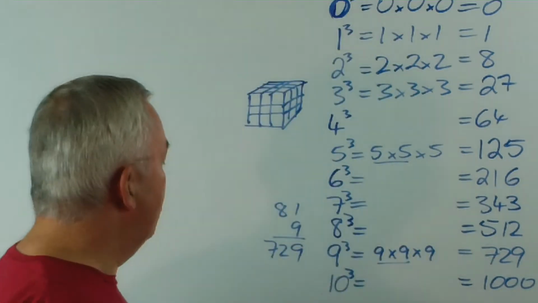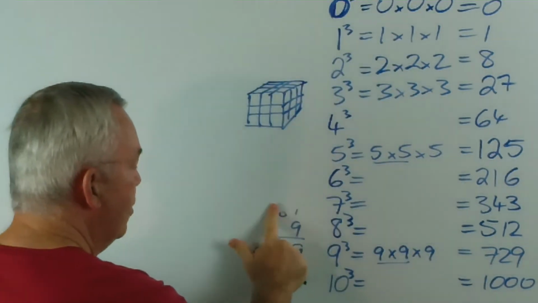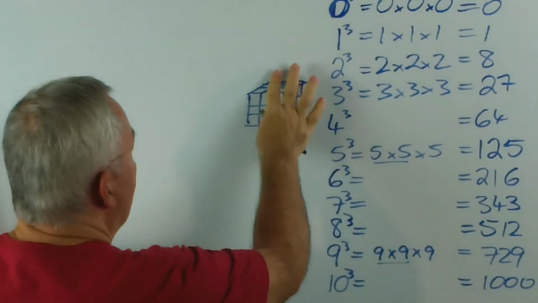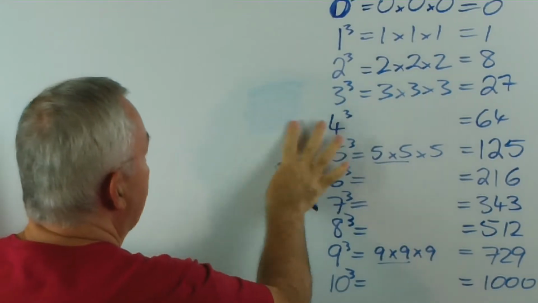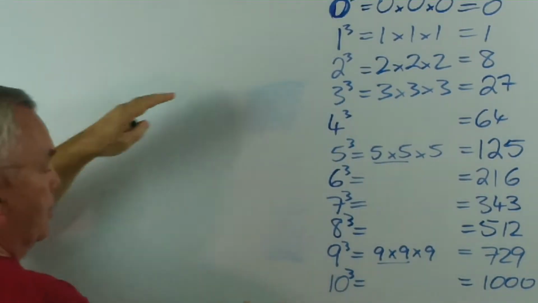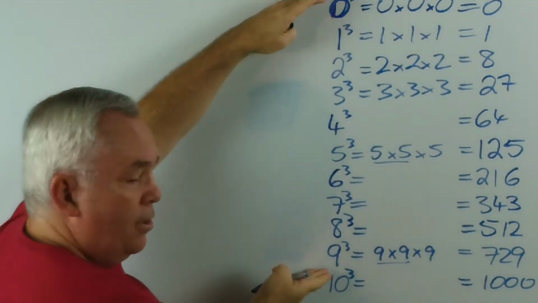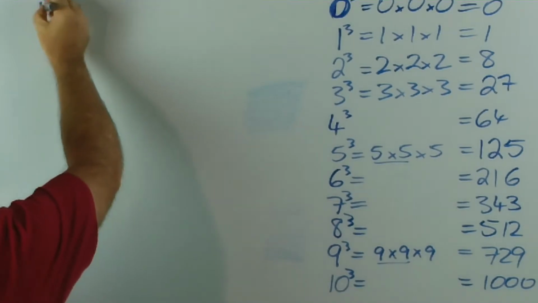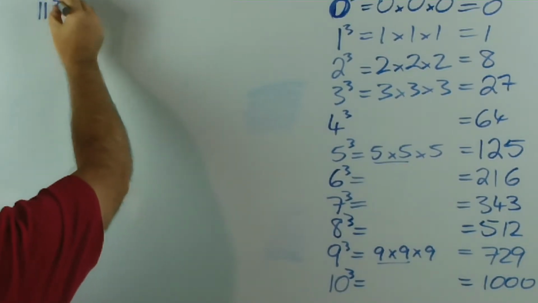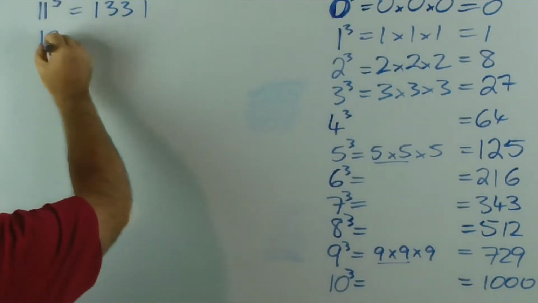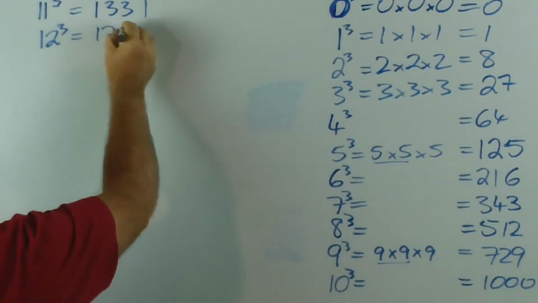So they're the first cubes. Now, I certainly want you to learn up to 9 cubed, and you should know 10 anyway, but the next two are actually worthwhile because they crop up with some regularity as well. And 12 cubed is 1728.